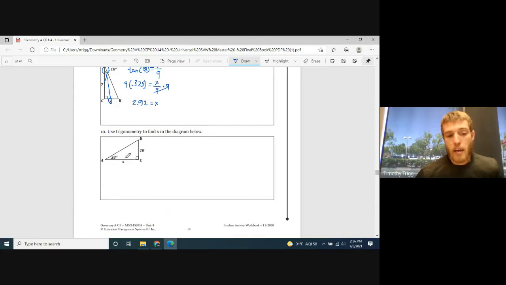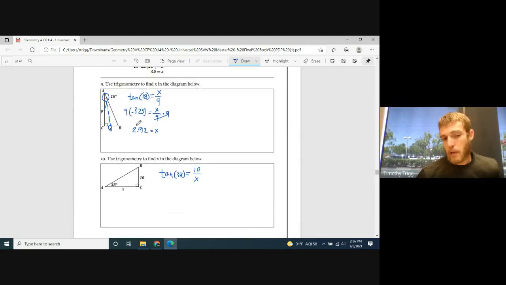See if you could do number 10 on your own. I'll give you a hint. We're going to use tangent once again. In this case, I'll help you a little more. Tangent of this angle equals opposite over adjacent. So this would be 10 over x. So see if you could solve it from there. It's going to be a little bit different than number 9. It's going to be actually more like the ones we did with sine and cosine. I hope that makes sense.